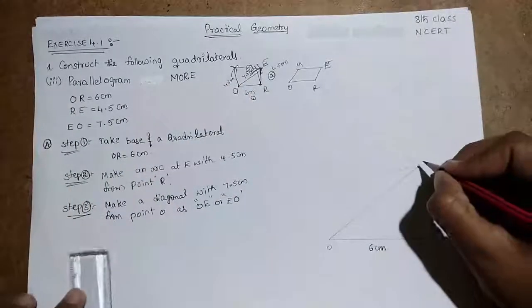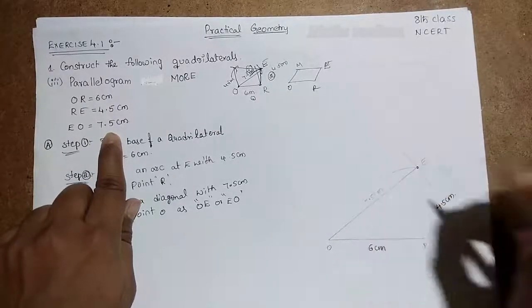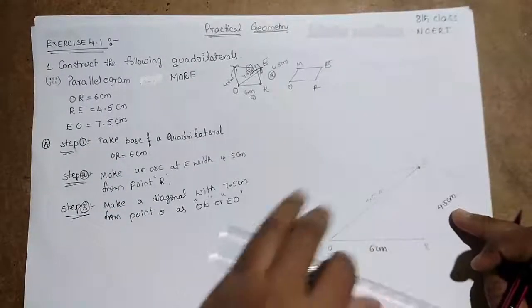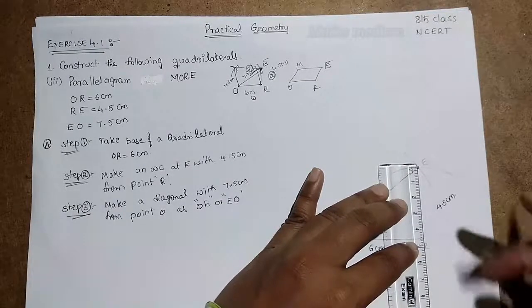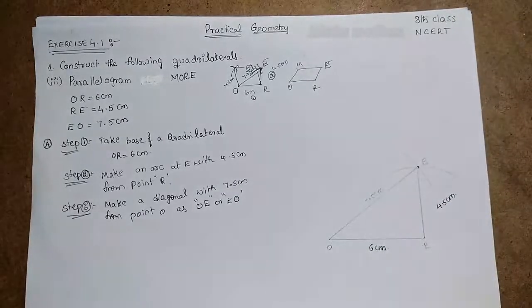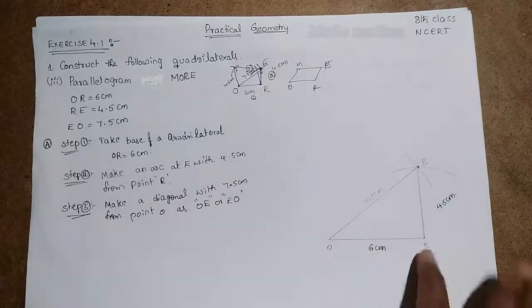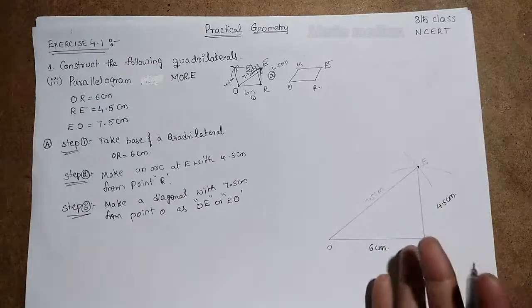This is O and this is E. So we have OE as 7.5 centimeters, and we know RE is 4.5 centimeters. If you have any doubt, measure it; this is telling 4.5. Yes, it is exactly 4.5. Next, coming to the other one. Here we get the triangle ORE. This is the given matter for this quadrilateral, but we have to construct a parallelogram. We know in a parallelogram opposite sides are parallel and of equal length also.